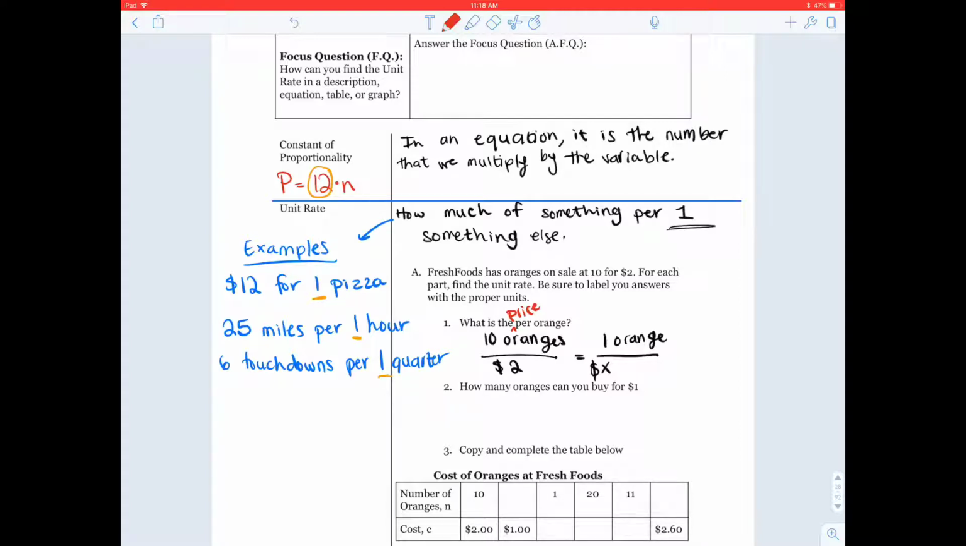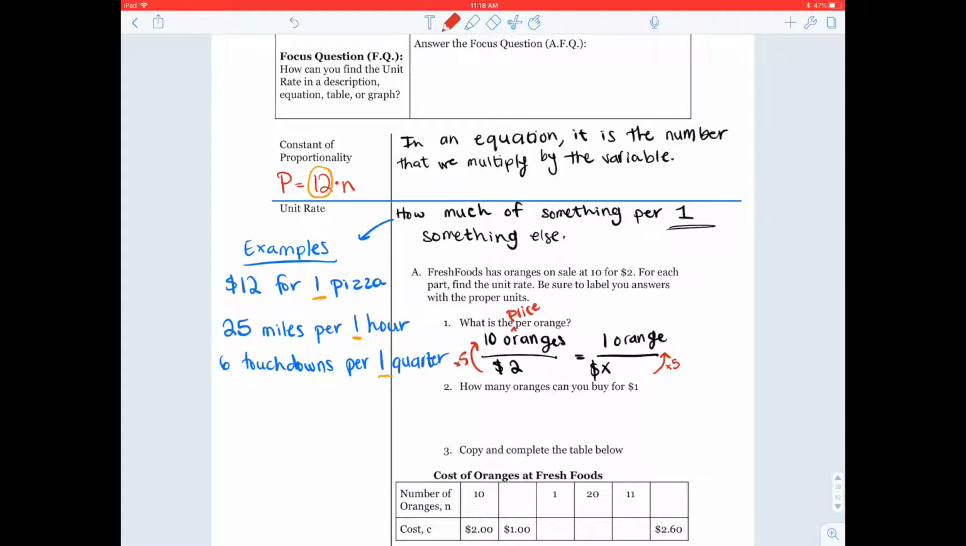Well, one way I can go about doing this is, how can I go from 2 to 10? Well, let's multiply that side by 5. So if I multiply 2 times 5 to get 10, to move backwards, I should be able to multiply x by 5 to get 1. So how do I solve for x? Well, now would be a great time to pause the video and try and solve this on your own.